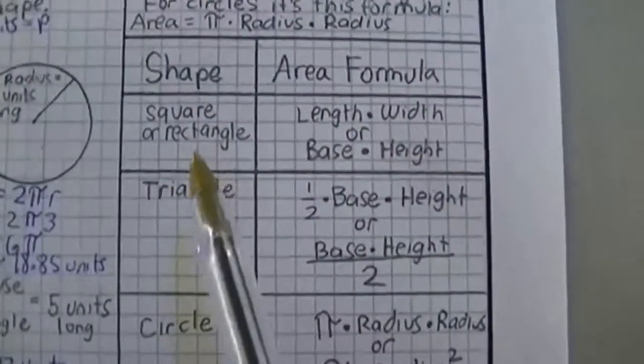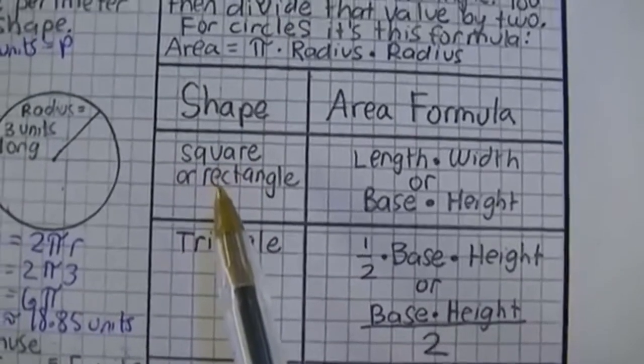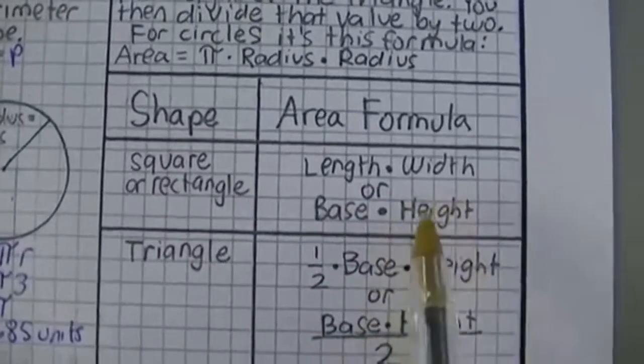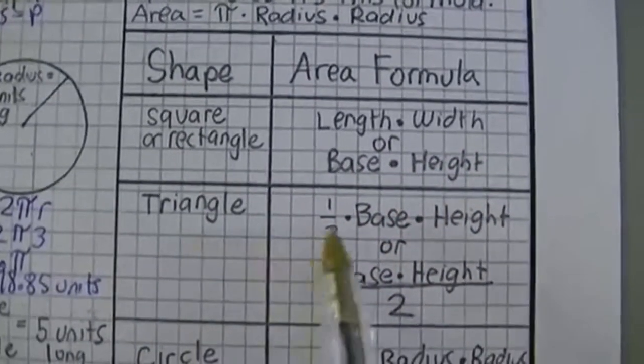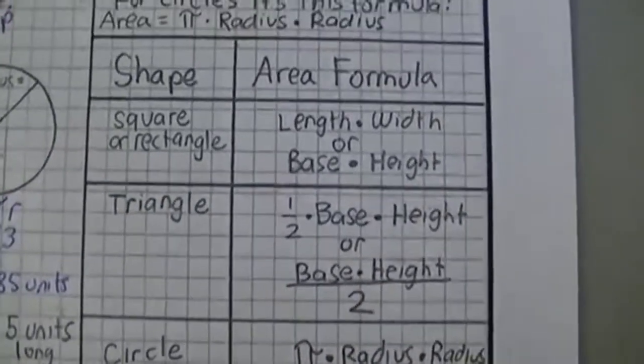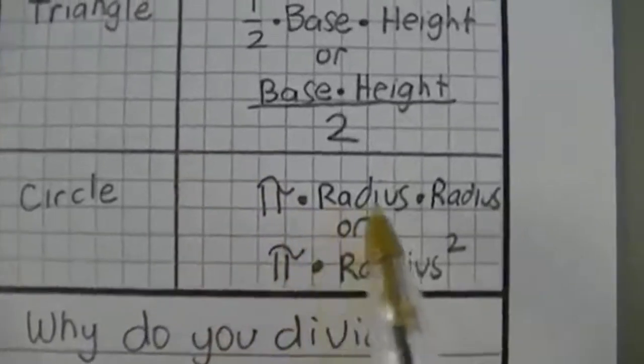So here's a little table that I have for your viewing pleasure. It's the area of a square or rectangle. It's length times width, or you can even say base times height, same thing. If it's a triangle, you can go base times height divided by 2, like we had talked about here. Or you can go 1/2 base times height. And the circle is a weird one. Pi times radius times radius.